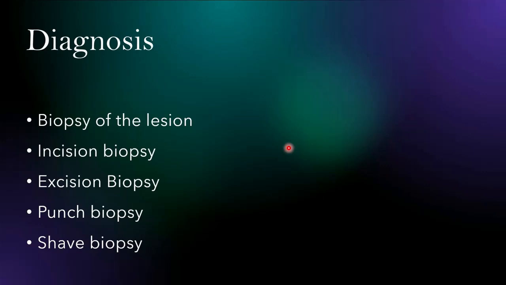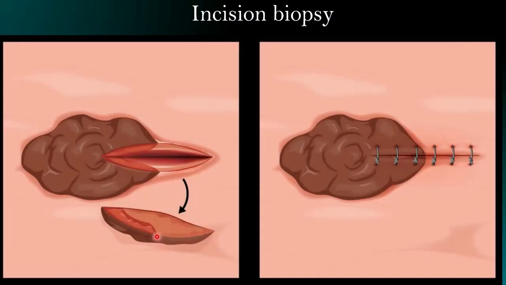Coming to the diagnosis. For the pathological diagnosis of melanoma, we have to take the biopsy of the lesion. The different options available for us are incision biopsy, excision biopsy, punch biopsy, and shave biopsy. Which one will we use? This is the incision biopsy. A part of the lesion is taken along with the normal skin.